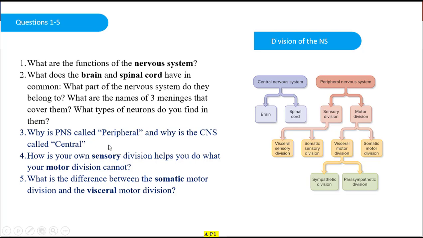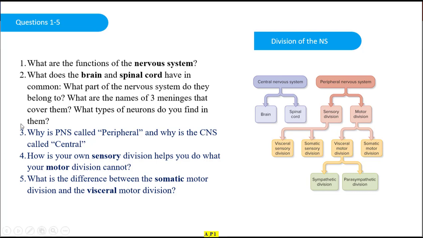Now, why is the peripheral called peripheral? Because it's to the side, right? It's not in the middle. It's not the brain, it's not the spinal cord. It's to the side. Why is the central called central? Because it's in the center. It's like where everything is processed.